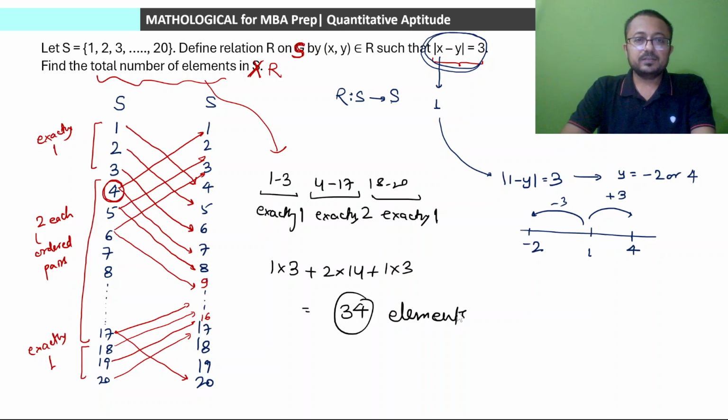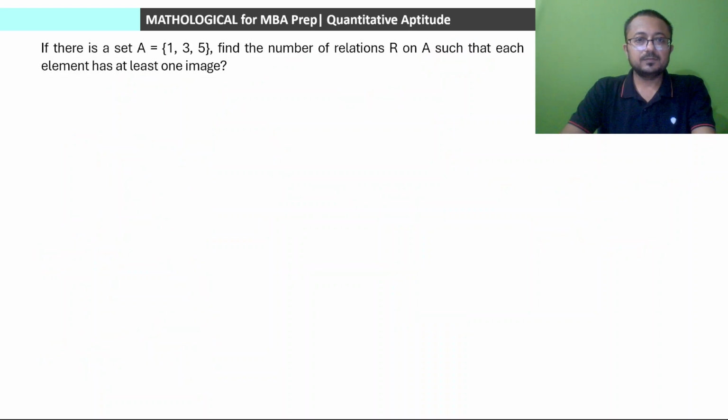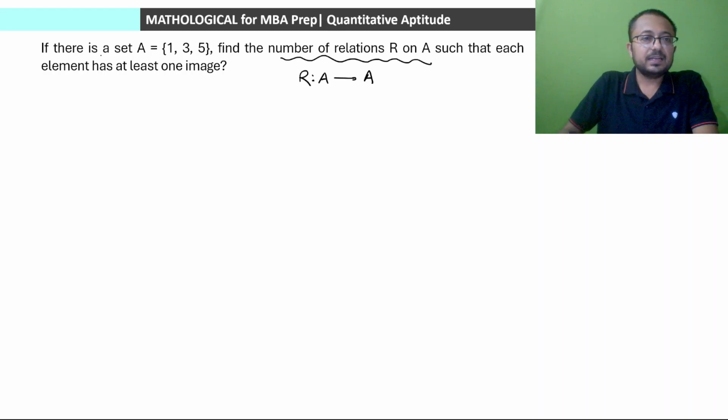Now next question. If there is a set A that contains elements 1, 3 and 5, we have to find number of relations R on A such that each element has at least one image. So R is defined from A to A. And condition is that we have to find out number of relations R on A such that each element has at least one image. Image क्या हुआ? Image is second element in the ordered pair.